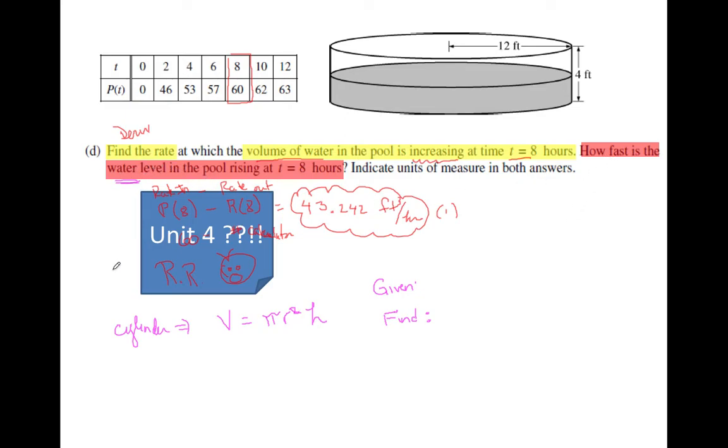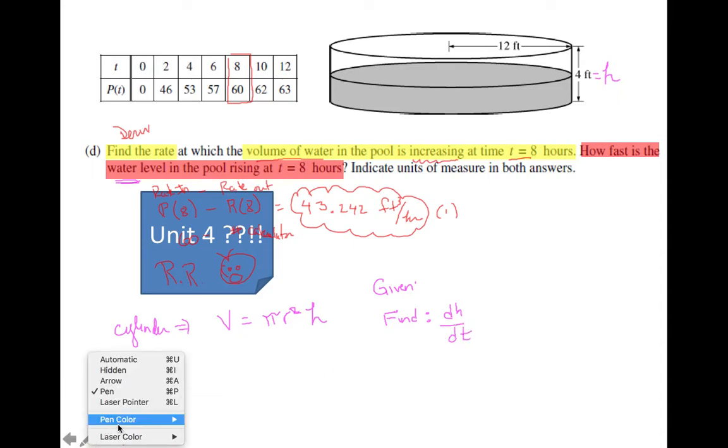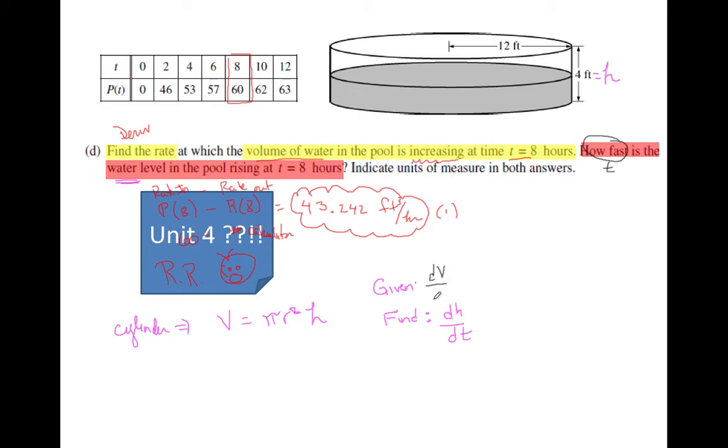What did they ask you next? How fast? How fast? What is that? How fast is the water level rising in the pool at a specific time? Oh, that's unit 4 stuff, right? That's related rates. Snuck that in there on you, didn't they?